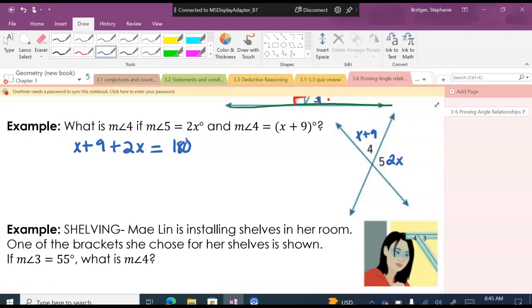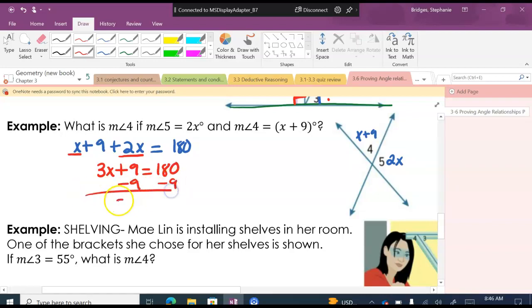If I have x plus 9 plus 2x equals 180, what we want to do first is combine our terms. What's 1x plus 2x? Okay. What will we do next? Subtract the 9 over, yep. So that's going to give me 3x is equal to what, 171? And then I'm going to divide by 3.